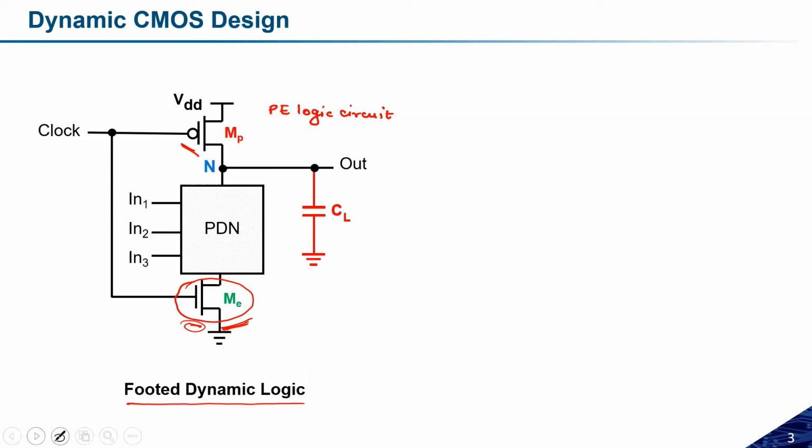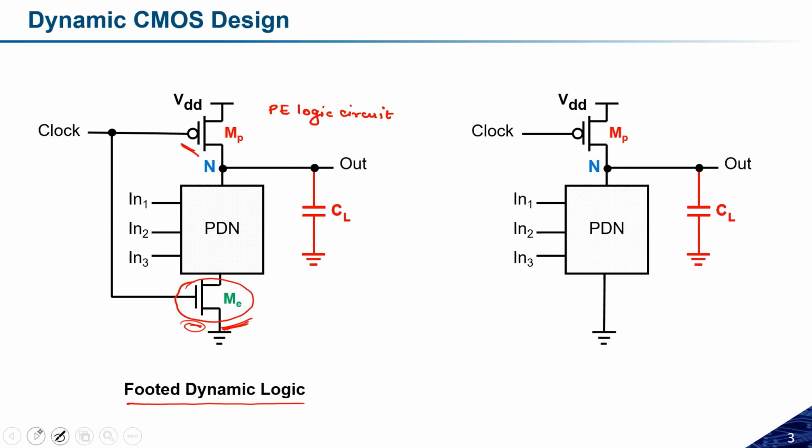Okay, but this footer transistor or this evaluation transistor is responsible to increase the delay. So to overcome that problem, what we can do, if somehow we can remove this footer transistor or this evaluation transistor, so this will become the effective circuit, and that will solve the delay problem, and we call it the footless dynamic logic circuit. Okay, so this is how we call it the footless dynamic logic. Now this pull down network will decide what is the output.